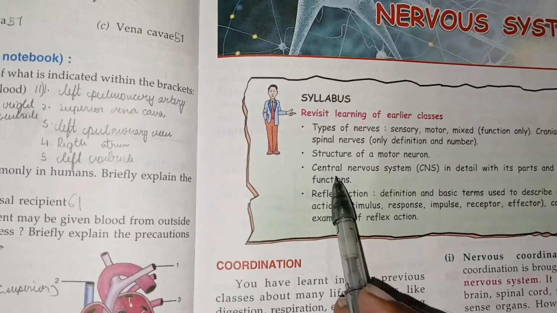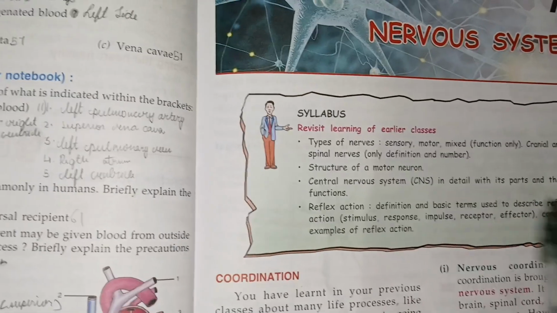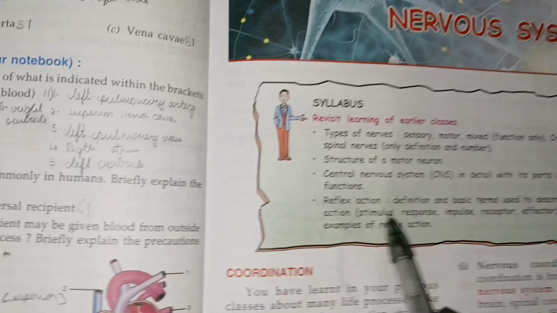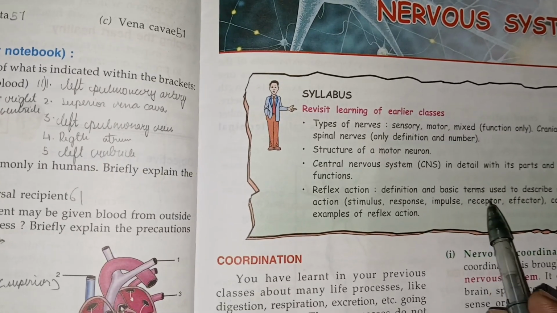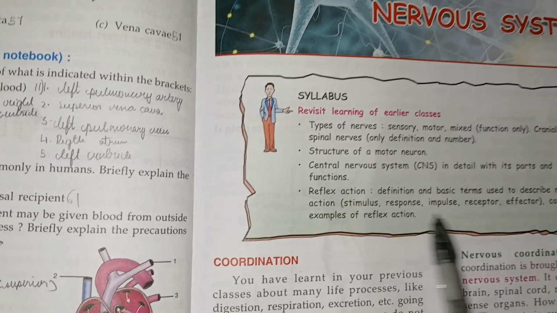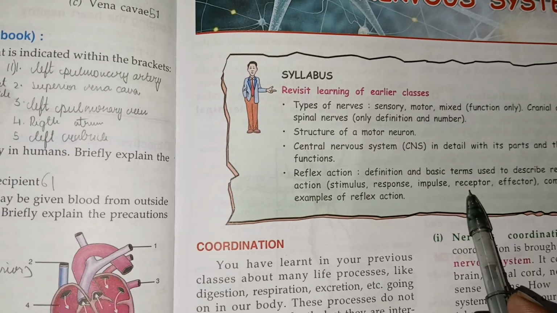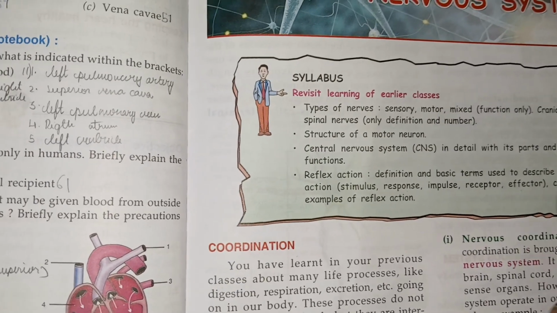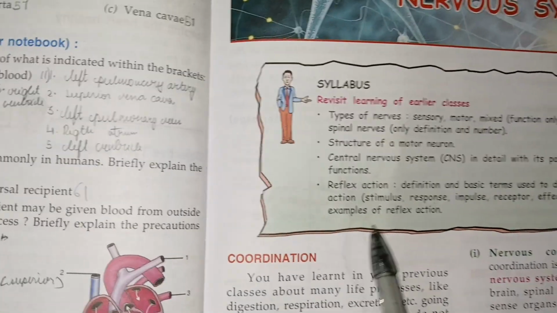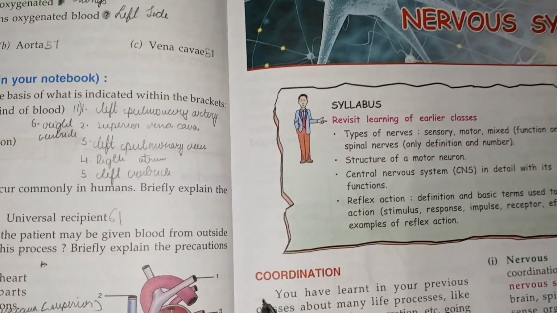And another important topic, central nervous system. Abbreviation of central nervous system, CNS, in detail with its parts and their functions. And reflex action, definition and basic terms used to describe reflex actions. What are those reflex actions? So reflex actions include stimulus, response, impulse, receptor, effector. And we can understand common examples of reflex action. Okay. Now let us start.